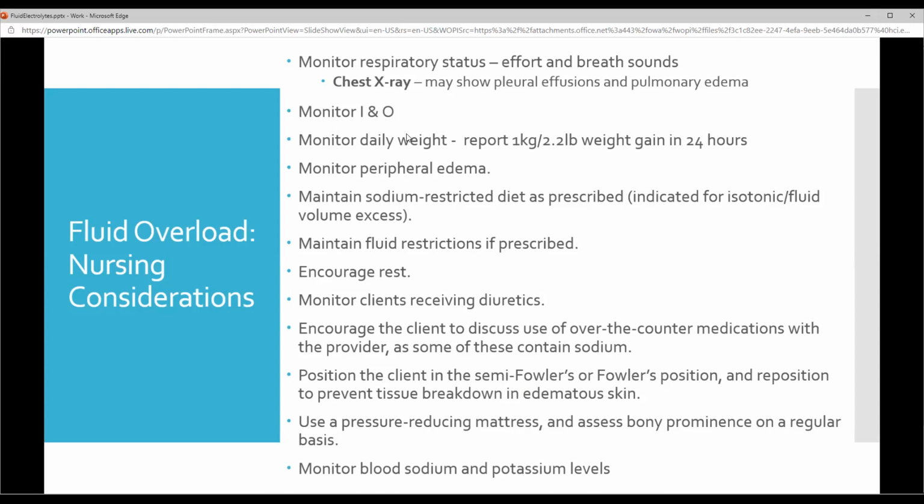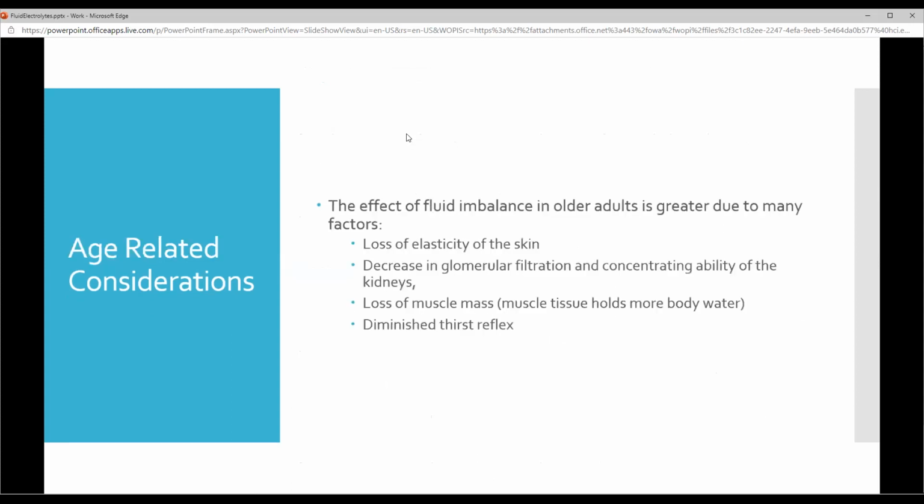Are you going to lay them flat? No. People with heart failure, people with kidney failure, they have what's called orthopnea. Orthopnea. They get short of breath when they lay flat. They feel like they're drowning. So you're going to keep them sitting upright. And then the rest, I mean, those are things you do with any patient.